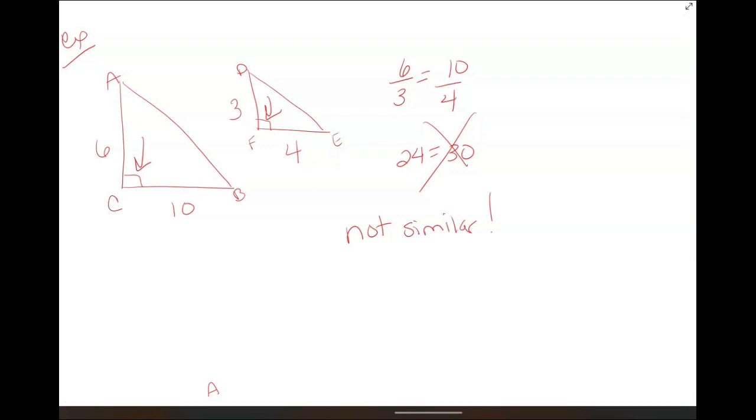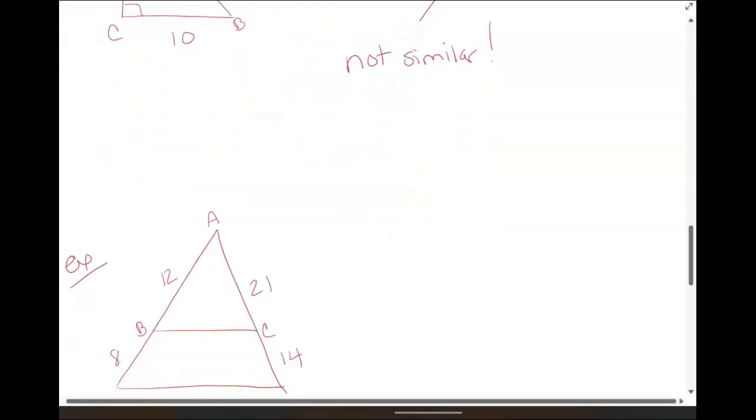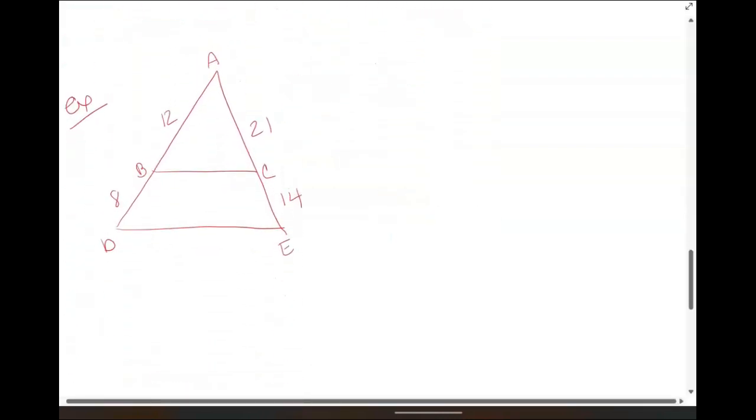If they had been in proportion, we could have said something like SAS, right? The similarity ratio of SAS, but they're not. Okay, moving on to our next one.